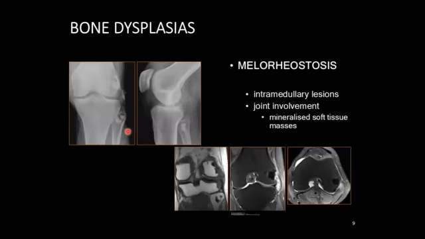Again, melorheostosis sometimes can present in the form of an intramedullary lesion. You can see it here on the fibula and also on the lateral femoral condyle, and it can present with joint involvement and with mineralized soft tissue calcification, which is just a form of melorheostosis. You can also see on the axial images the soft tissue involvement here and here.